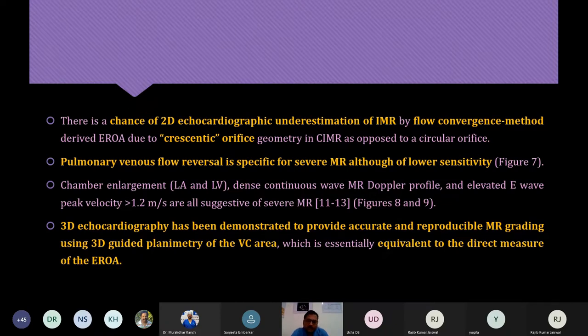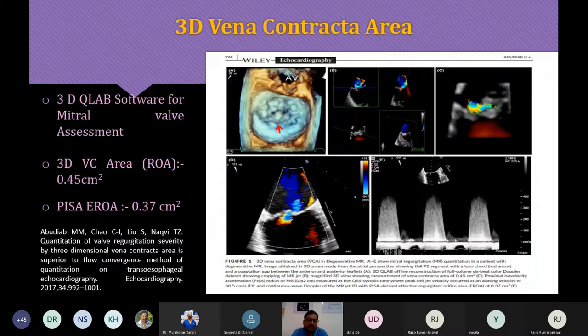3D echocardiography has been demonstrated to provide accurate, reproducible MR grading using 3D guided planimetry of the vena contracta, which is essentially equivalent to the direct measure of effective regurgitant orifice area. This is how it is done. We acquire the full volume 3D zoom of the mitral valve, put on color, that is color 3D, and measure the direct effective regurgitant orifice area in 3D. Here the 3D vena contracta is coming as 0.45 cm square, while by calculation the effective regurgitant orifice area was coming as 0.37 cm square.